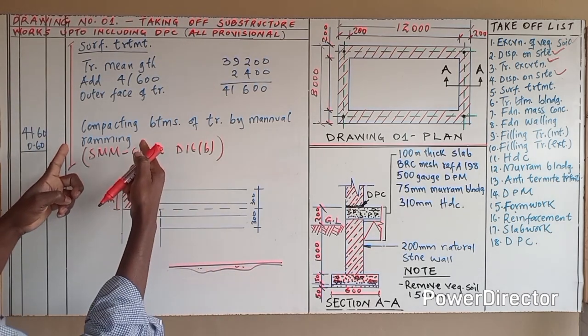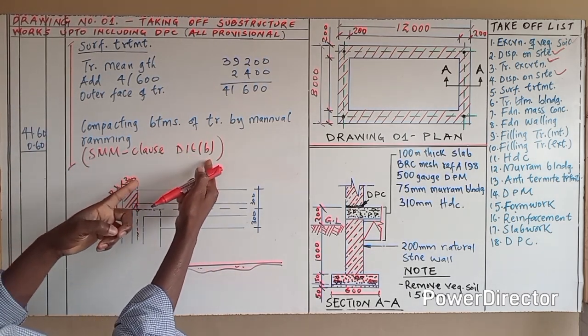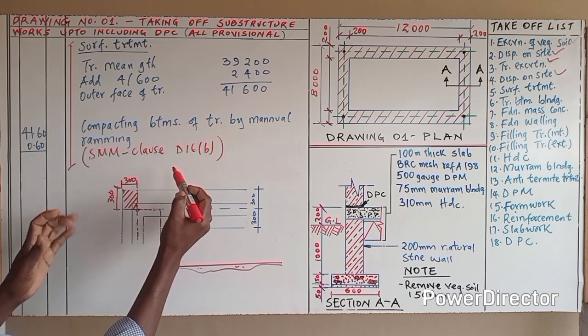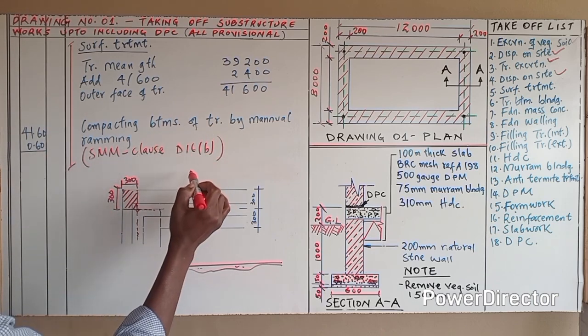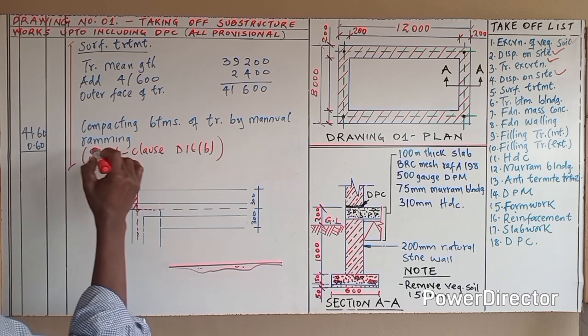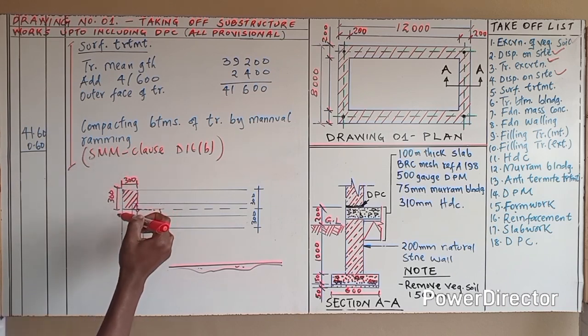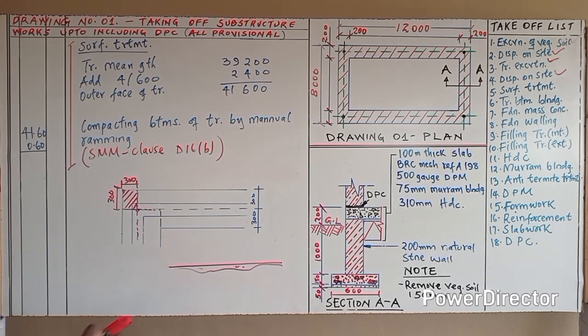So if you read SMM clause D16B, it will explain how compaction is done to the bottom of the trenches. You either do it manually or you hire a machine to do it for you. So watch the video clip below to see how the bottom of the trenches is treated.